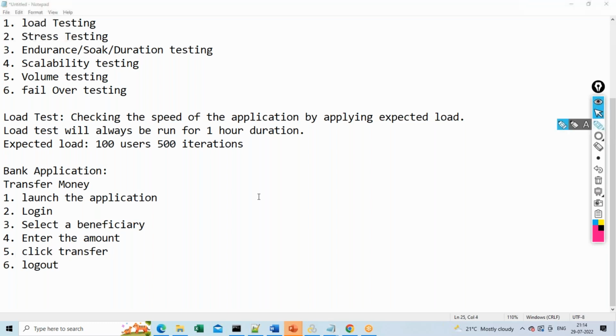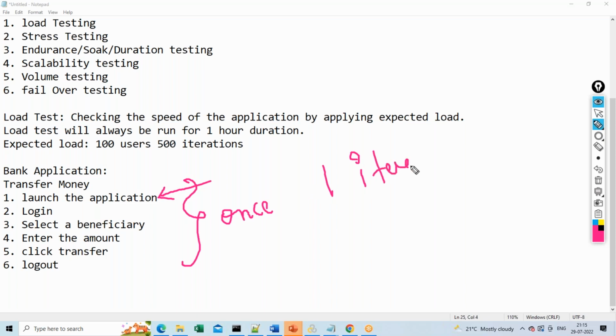Each of these particular steps, you can consider as one transaction. Launch is one step, login is one step, select the beneficiary is one step, enter the amount is one step, click transfer button is one step, log out is one step. Now when you execute all these steps once, that becomes one iteration.